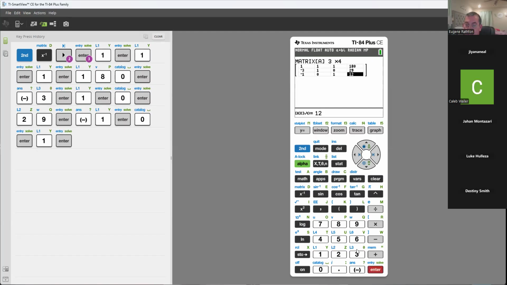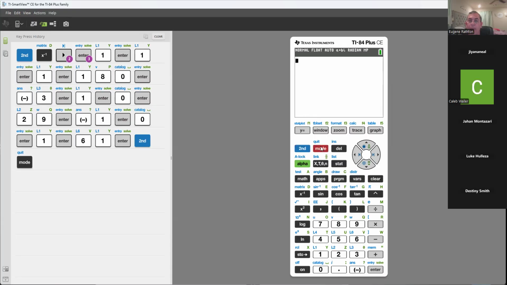1C, enter, and then 61, enter. All right, y'all, all my numbers are in, so now I quit the screen by hitting second mode. All right, so the matrix is in there. Now we're going to go get the math for it.